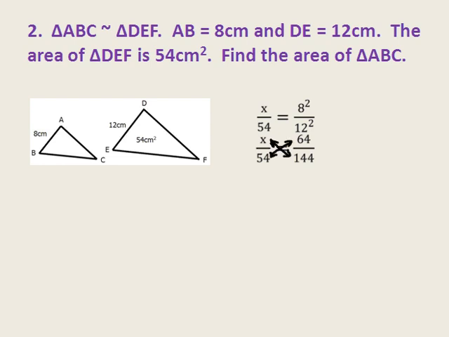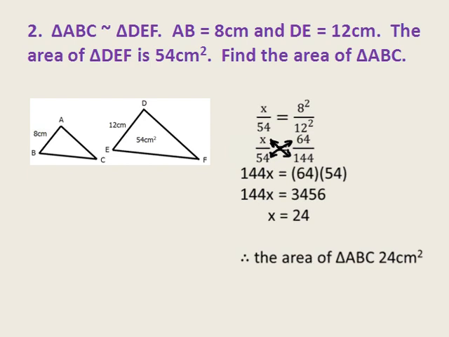So 144 times x gives me 144x, and then 54 is going to times the 64, and I'm going to get 3,456. All right, next step, we're going to divide by 144 on each side, and we get 24 as our answer. The area then of triangle ABC is 24 centimeters squared.